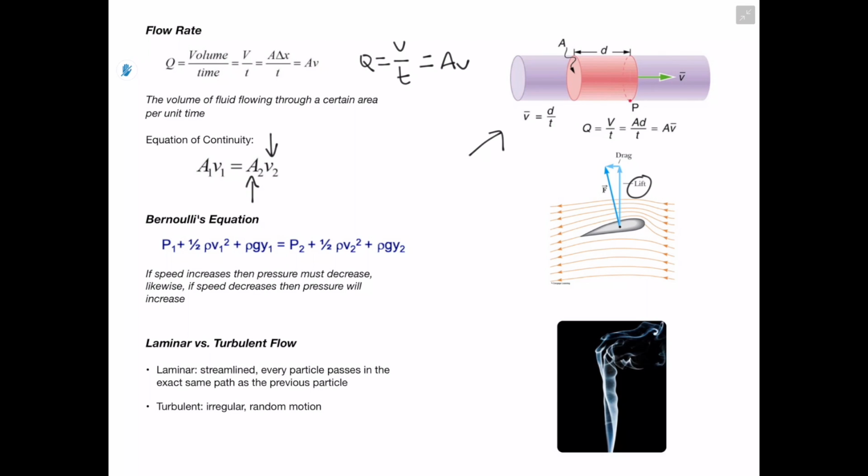And basically this is how airplanes are able to fly, with this decreased pressure over the wing due to that increase in velocity. And lastly on this slide, we'll be talking about laminar versus turbulent flow. With laminar flow, it's going to be a streamlined flow where every particle passes in the exact same path as the previous particle. And then with turbulent flow, it's going to be irregular, having random motion. And we can see that in this image of rising smoke here. We see that towards the bottom, we have this sort of straight column. This is going to be our laminar flow, and then towards the top we see that it starts getting wavy, and this is going to be the turbulent flow.